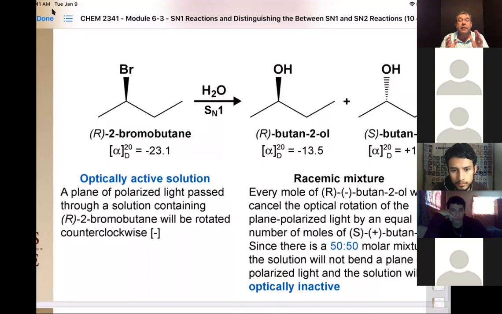Okay, the SN2 reaction is stereospecific because it gives us inversion of stereocenter. The SN1 reaction is not stereospecific because it gives us a mixture of isomers. Okay.